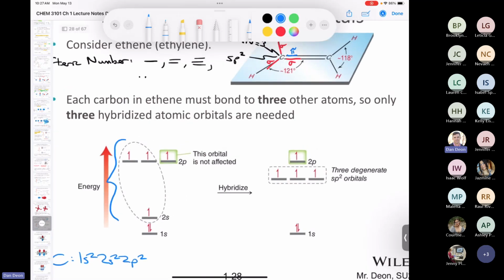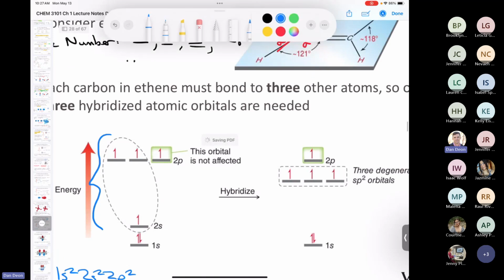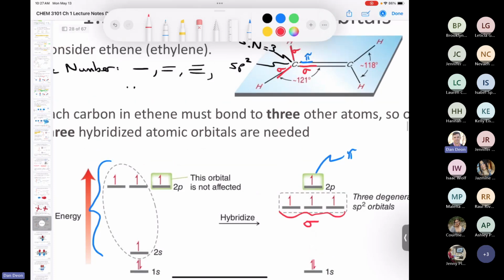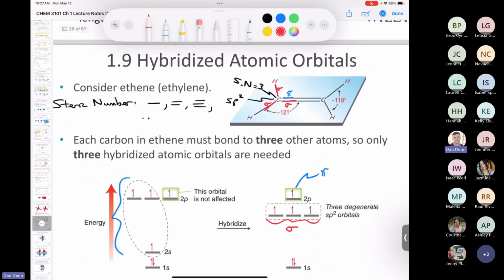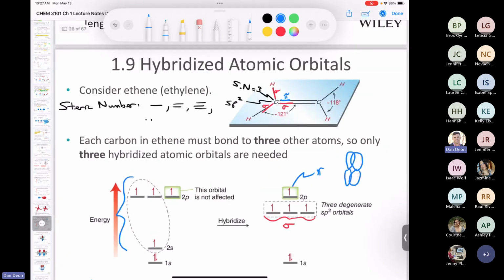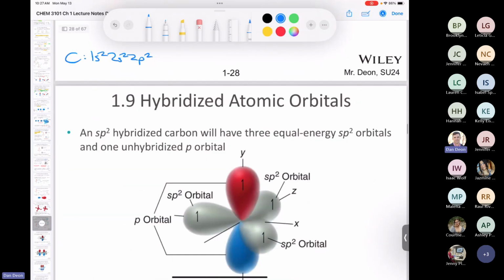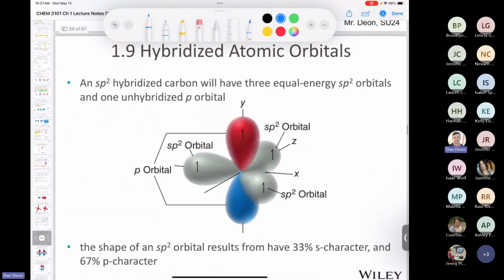Why do you need a 2p orbital? The 2p orbital is used to make the pi bond, right? And these ones are used to make the sigma bonds. Okay, because a pi bond comes from the overlap of 2, we'll use blue to be consistent, 2 p orbitals that are not hybridized. Okay, so if we have a steric number of 3, our hybridization is sp2.